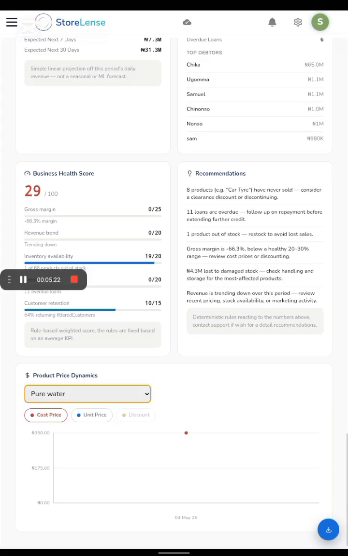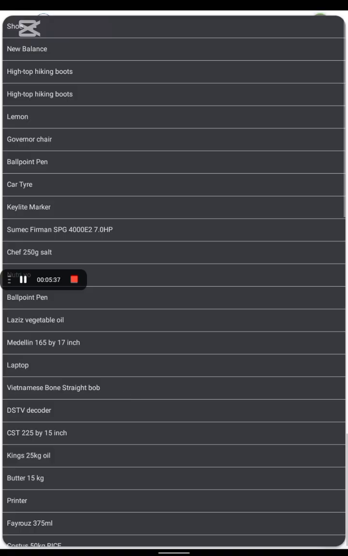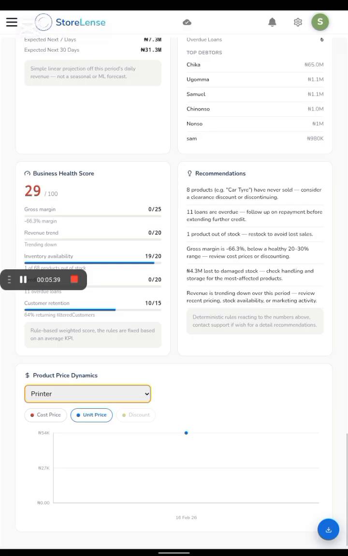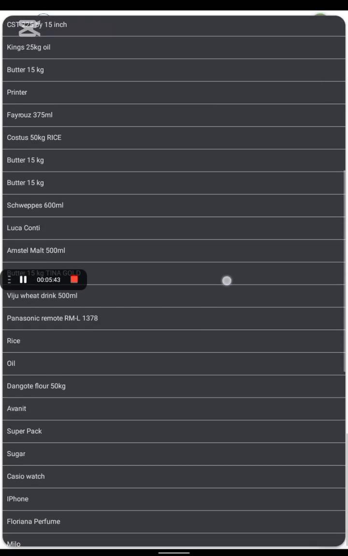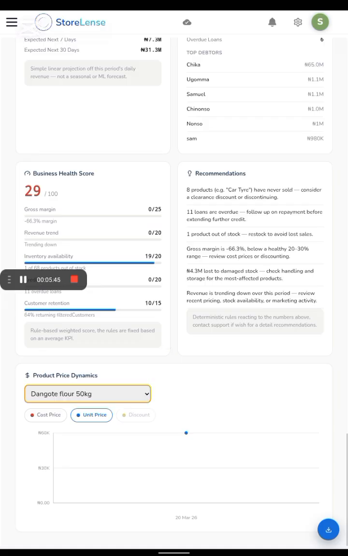Now you can see the cost price. The cost price has been constant for a period of time. So let's look at the unit price. The price also has been constant. So you can as well choose other products and see how the prices have been going. You can see the cost price and unit price have been constant for a period of time.